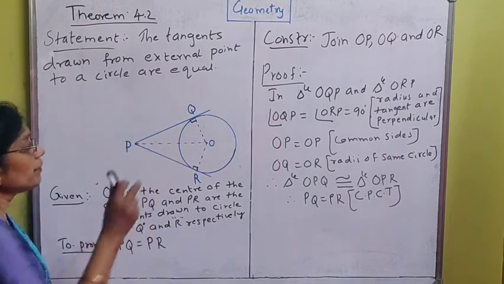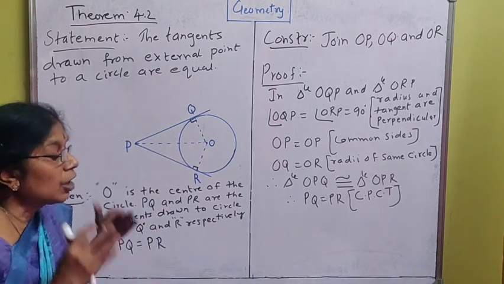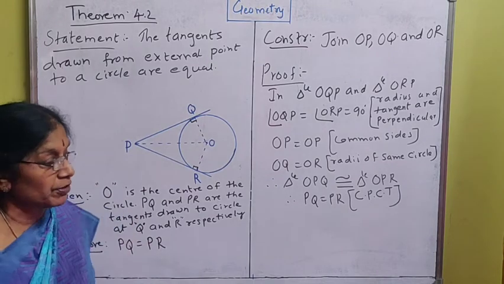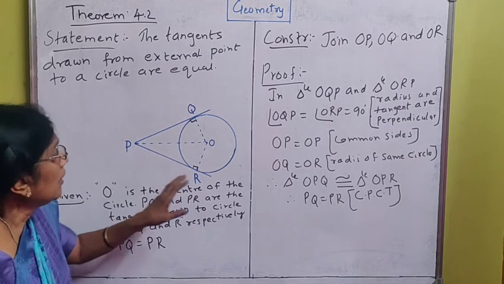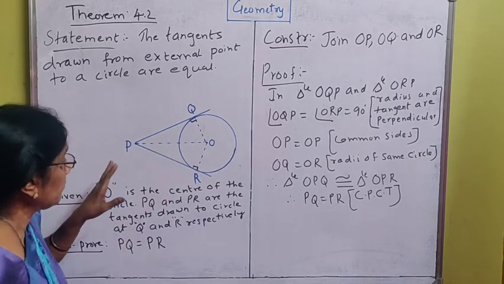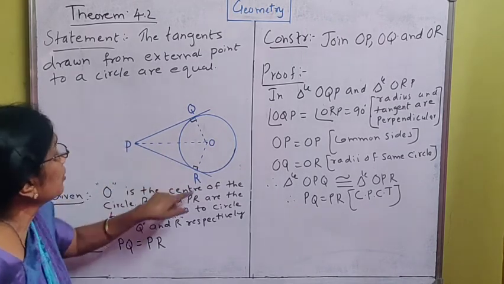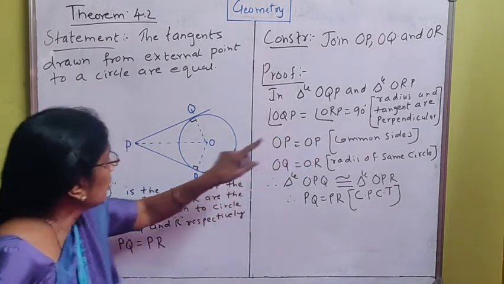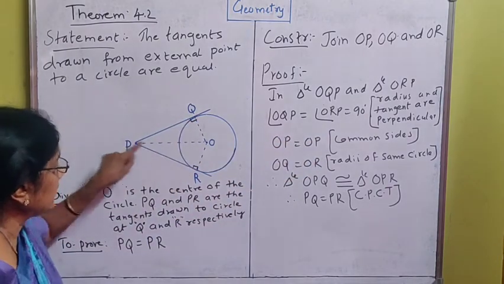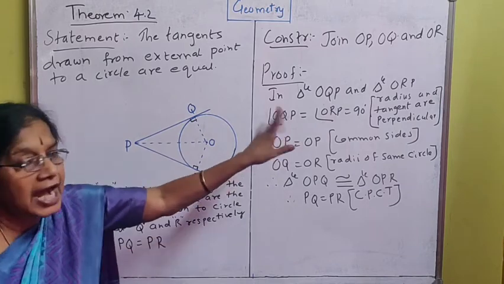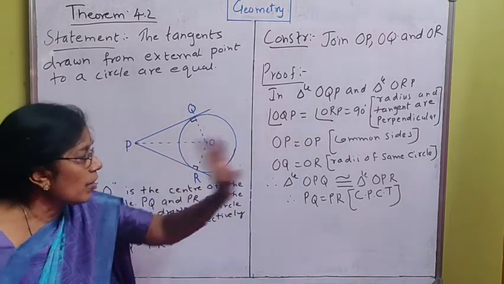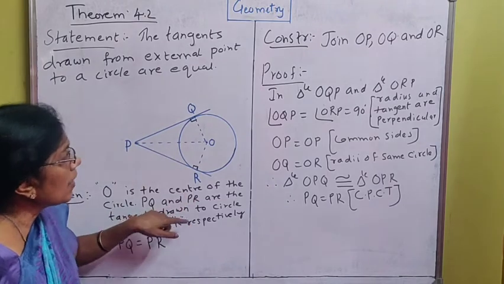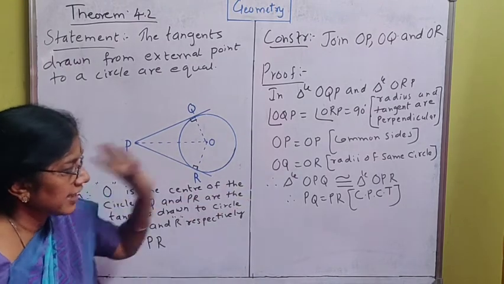We are going to prove with the help of a congruency postulate, that is RHS postulate. That is right angle, hypotenuse and side. So in triangle OQP and triangle ORP, angle OQP is equal to angle ORP is equal to 90 degrees because radius and tangent are perpendicular. OP is equal to OP, which is the hypotenuse, which is the common side. OQ is equal to OR. Why? Because they are radii of the same circle.